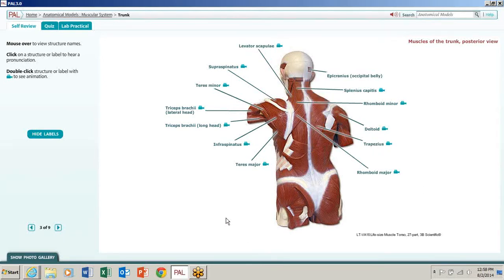Now we'll go to some muscles of the back of the shoulder. This is the teres major. This is the infraspinatus. And there's the teres minor. And they're important because they make up the rotator cuff muscles.